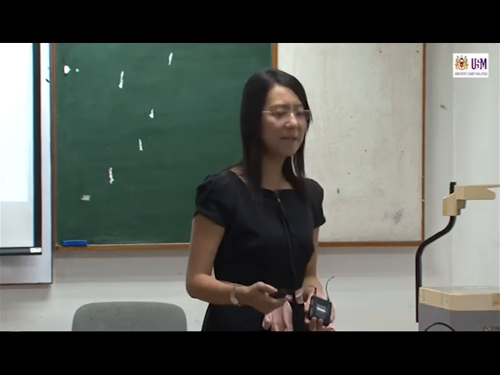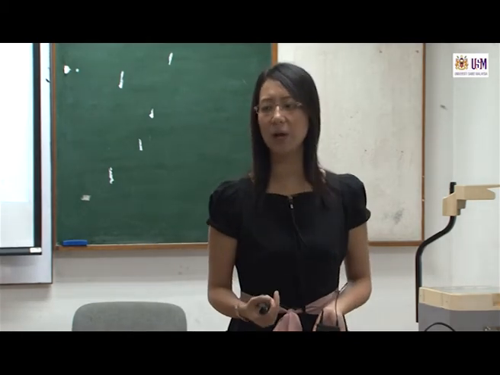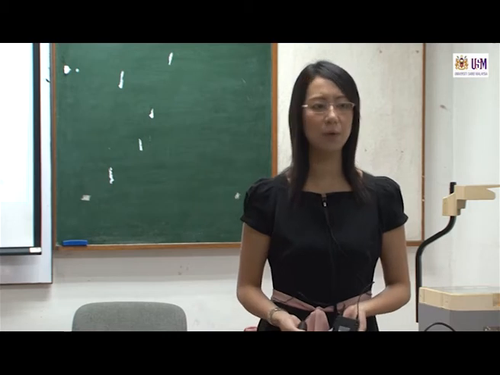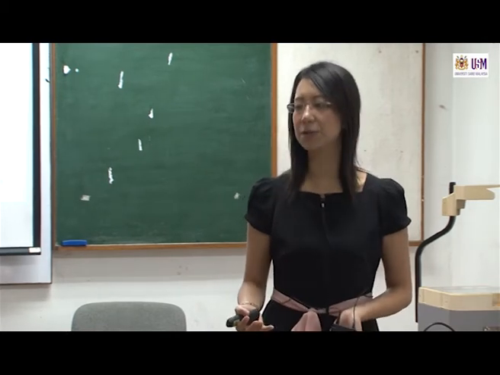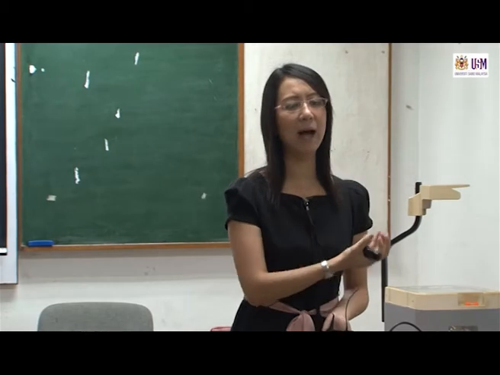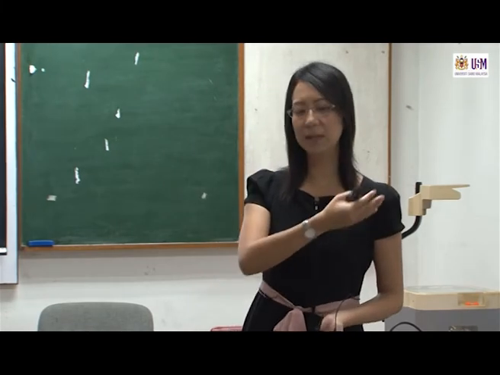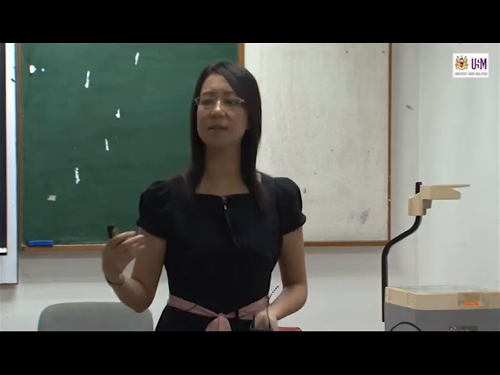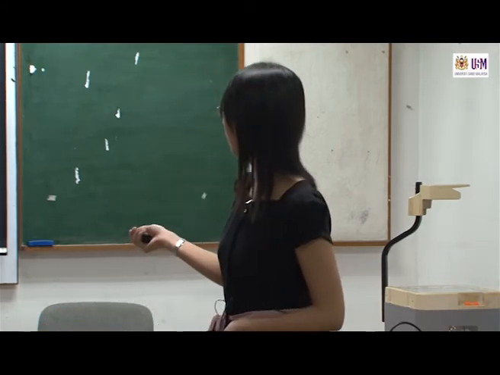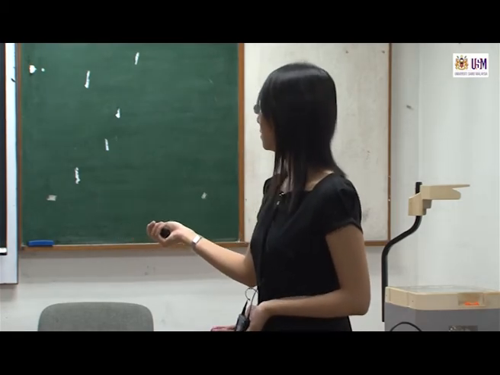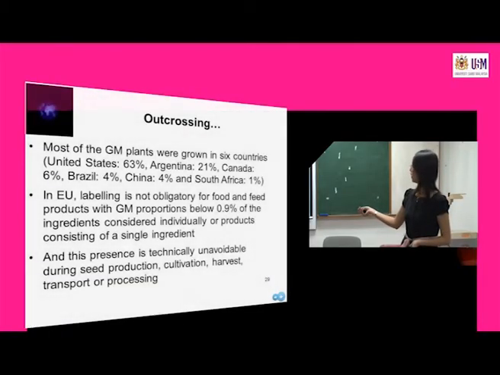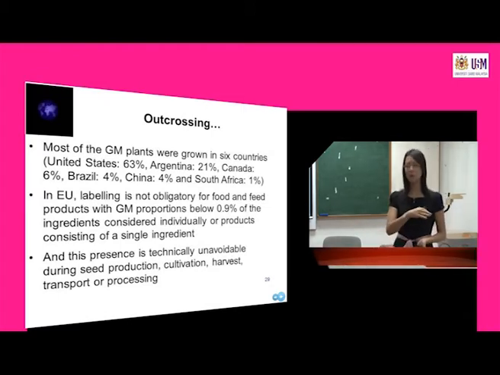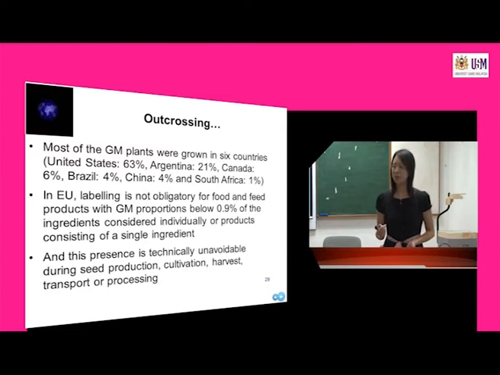So why is it that contamination could still occur when we're taking so much precaution? Well, we can take all the precautions, but from the moment the plants are harvested until delivery to the consumer, there are a lot of chances of contamination. Along the line, during seed production, cultivation, harvest, transport, processing, contamination can occur. So we accept a certain very low level of contamination to accommodate the whole processing line, okay?